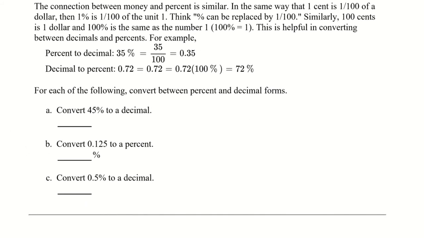Now, converting between percents and decimals, you start at that percent symbol, and you're going to move 2 decimal places to the right. So 0.45. Start at, there's no percent, so start at the decimal. Move 2 places to the right to make it a percent.